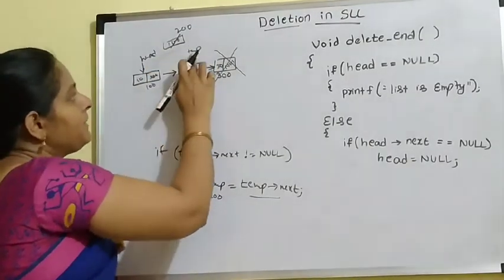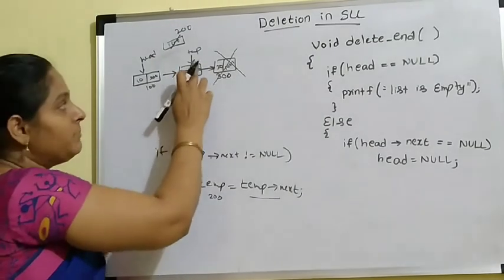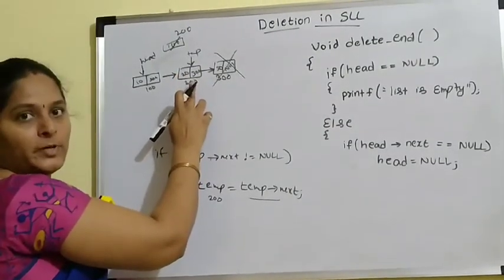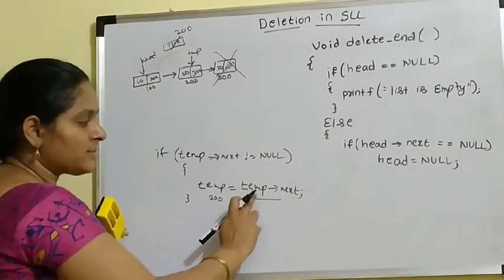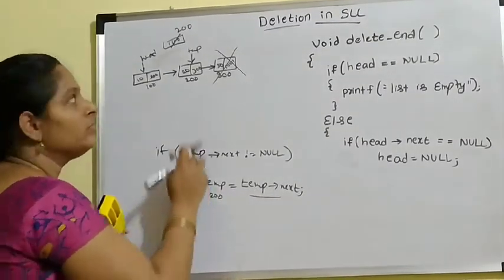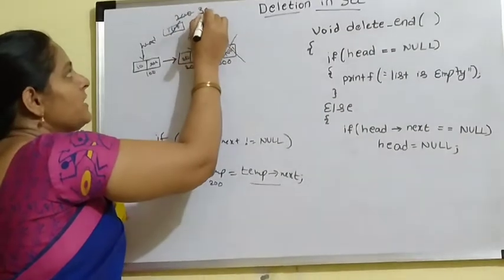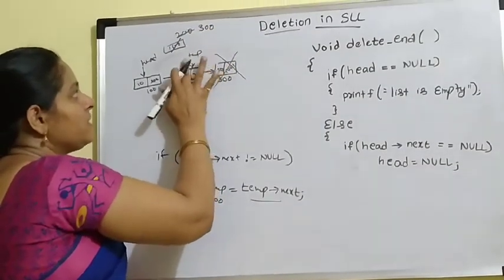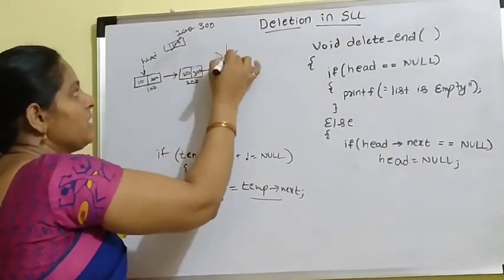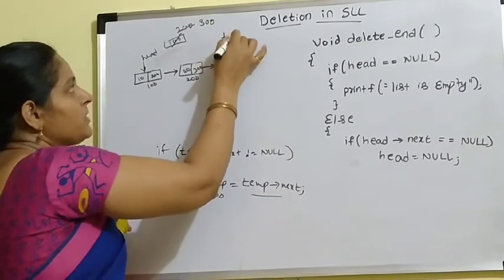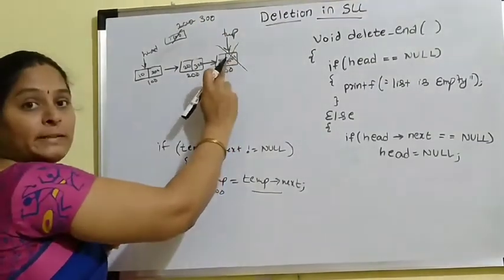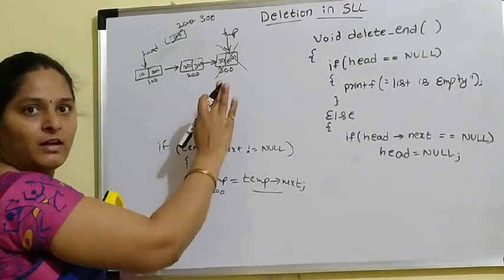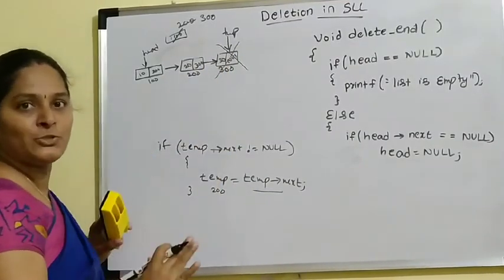Now temp next, null or not? Temp next is 300. It is not null. If it is not null, assign temp next to the temp. That means this 200 will be replaced with 300. That means this temp moves to the next position. Here temp next is null. So we have reached the last node.